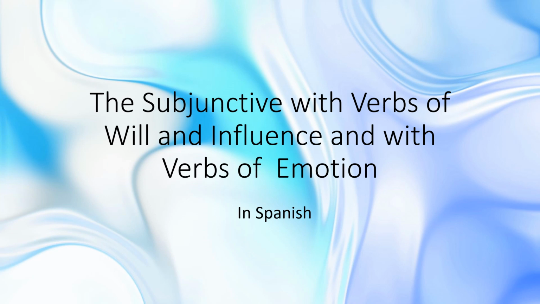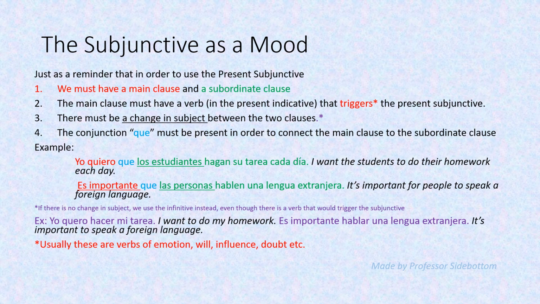In this video, we will talk about the subjunctive with verbs of will and influence and the subjunctive with verbs of emotion. Let's start with a short recap of my previous video about the subjunctive. The subjunctive is a grammatical mood, and as a reminder, in order to use the present subjunctive, we must have a main clause and a subordinate clause. We must have in the main clause a verb in the present tense that triggers the present subjunctive. Also, there must be a change in subject in between the two clauses, and the conjunction que must be present in order to connect the main clause to the subordinate clause.